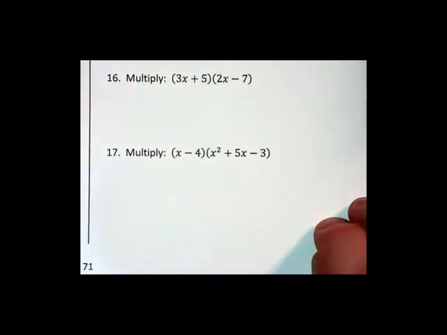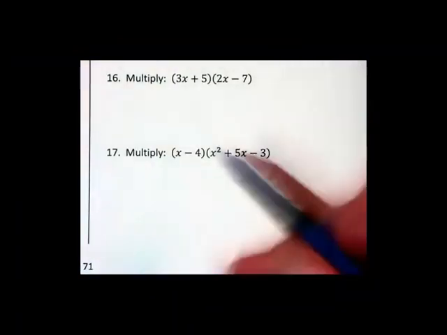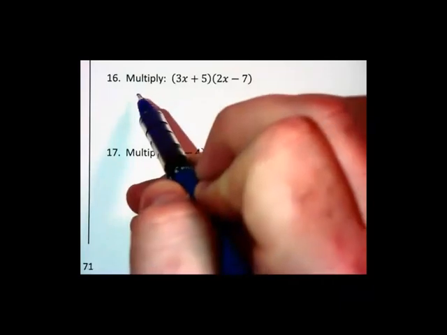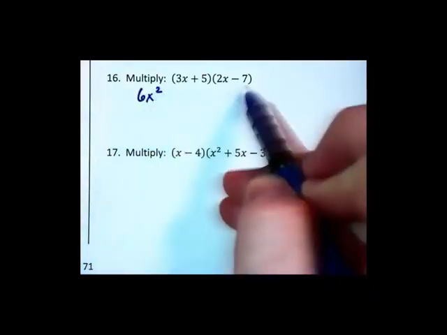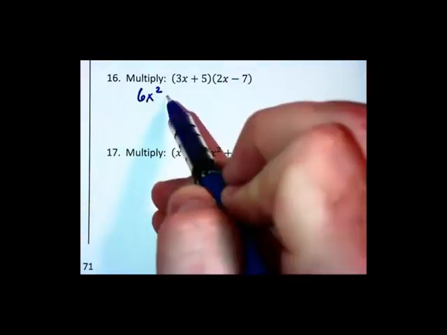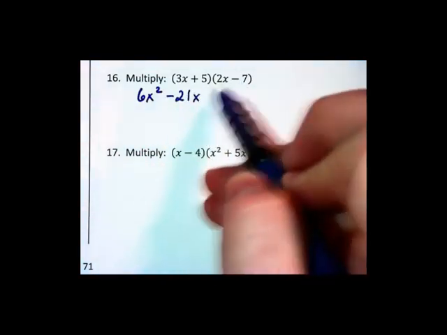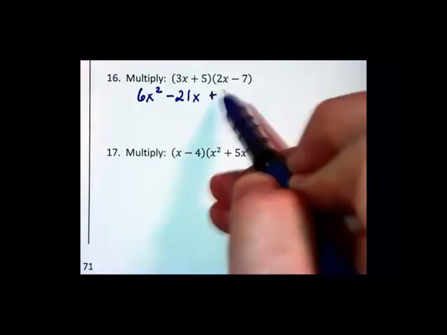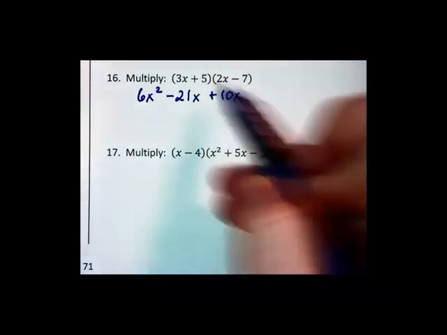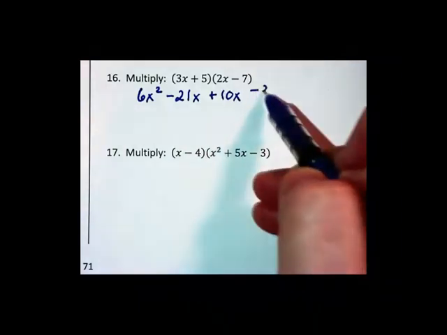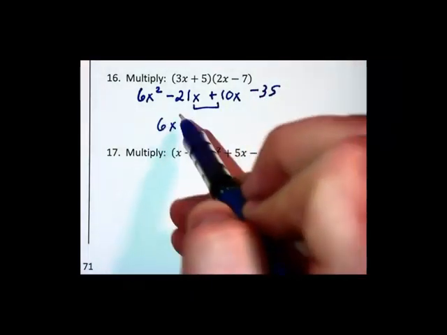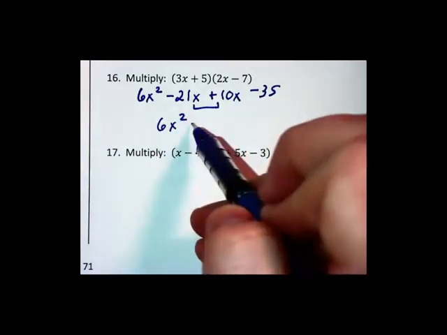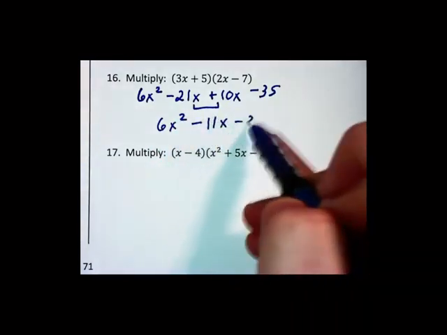Number 16, we see these two parentheses. They're crying out to FOIL them, so that's what we're going to do. First term of FOIL, 3x times 2x makes 6x squared. The outer term, the 3x times the minus 7 makes minus 21x. The inner terms, 5 times 2x make plus 10x. And the last term, positive 5 times negative 7 makes minus 35. Combining these middle two terms together gives us a product of 6x squared minus 11x minus 35.